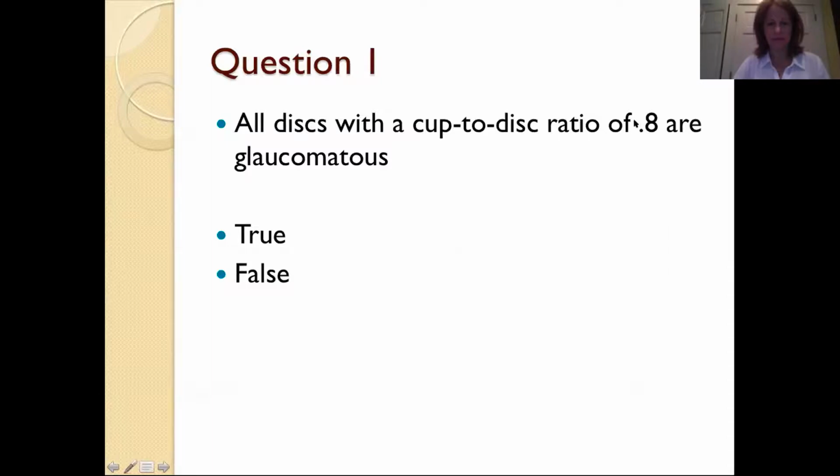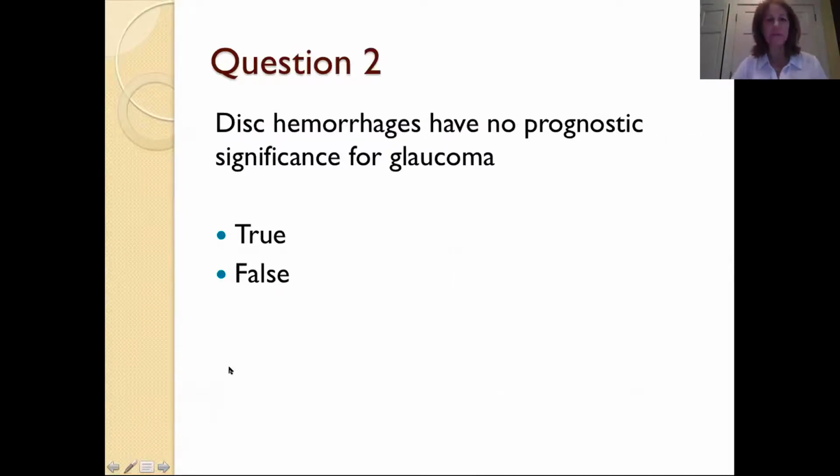Where are my slides advancing? Lawrence, my slides aren't advancing. Let's try this. Oh, there we go.